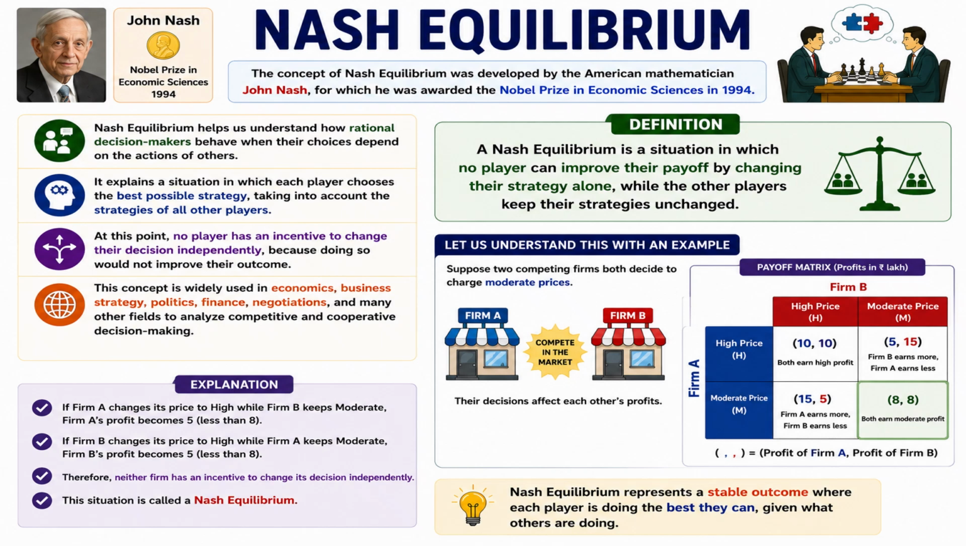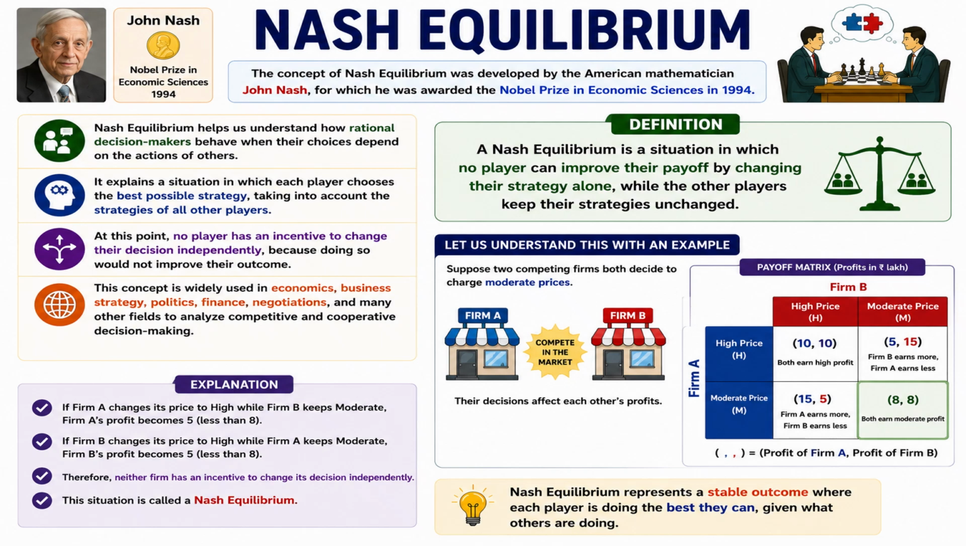The formal definition of Nash equilibrium is: a Nash equilibrium is a situation in which no player can improve their payoff by changing their strategy alone, while the other players keep their strategies unchanged. Let us understand this with an example.